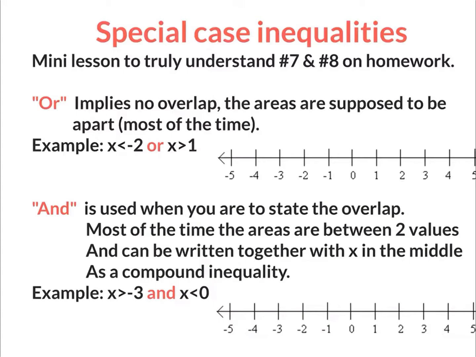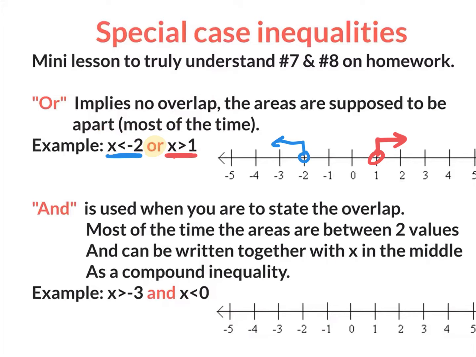So let's begin by just looking at what this says. X is less than negative 2. Less than is to the left. And looking at this one, x is greater than 1. Here's 1, greater than is to the right. And that makes total sense because most of the time, the word or implies that there is no overlap, right? The blue and the red do not overlap each other. The areas are supposed to be apart most of the time.